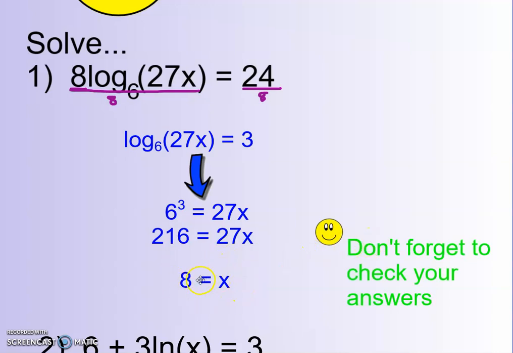Take this value of 8, stick it up here. If x is 8, we need to make sure that we get a number up here that is positive and is not 0. So I think we're good.